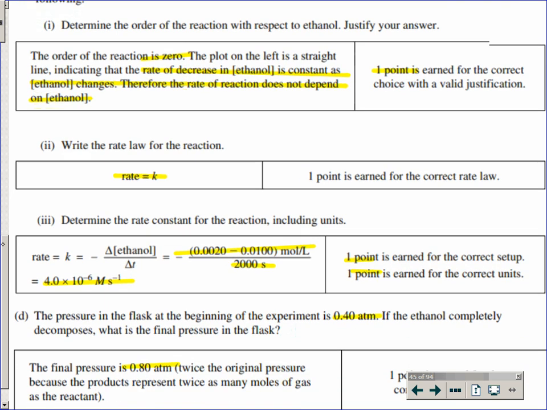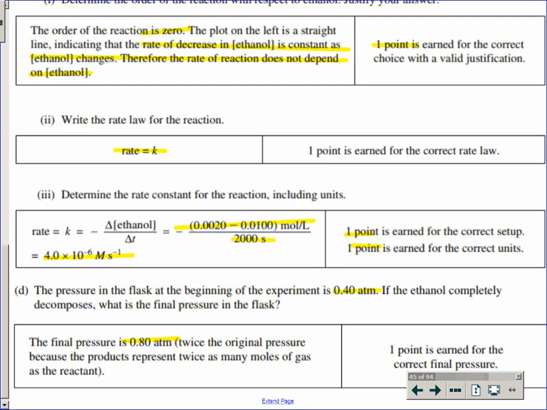So 1 point for justification. Then you got 1 point for the rate law being literally just rate is equal to little k. Remember, little k is how we indicate the rate law constant in kinetics. If you put concentration of ethanol to the 0 power, of course, you would still get your credit because you're indicating that it's irrelevant to the rate of reaction.